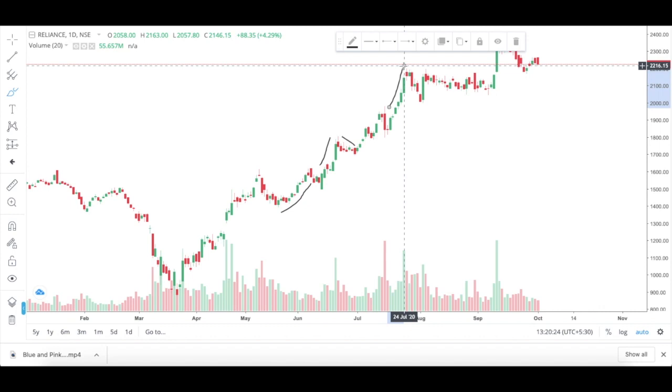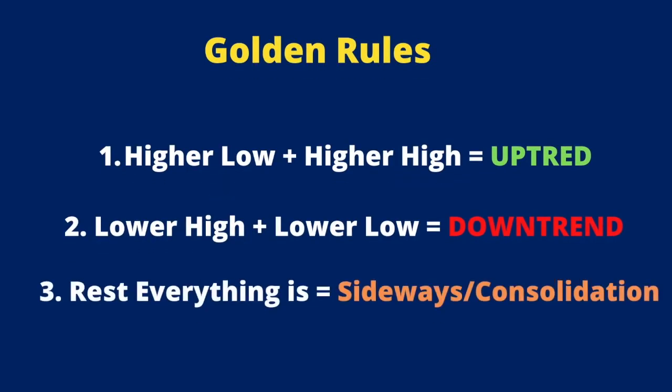Before we discuss the strategies of price action, we need to discuss the rules. I call them the golden rules of price action trading. Do not worry, these rules are very simple and easy to understand. At the same time, they are very effective. These are the three golden rules of price action trading.